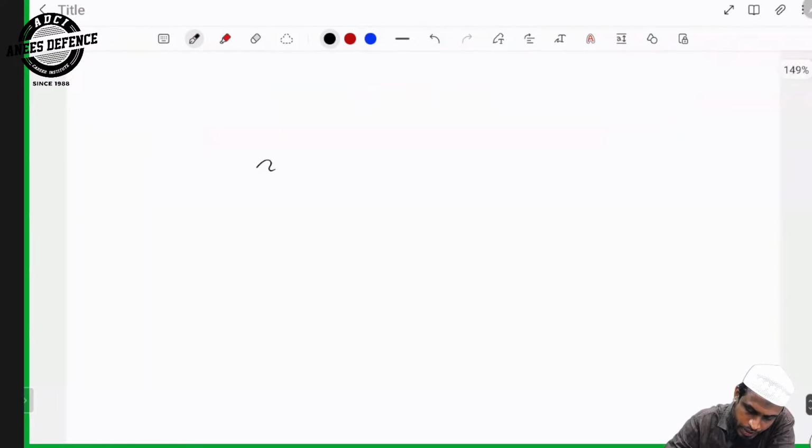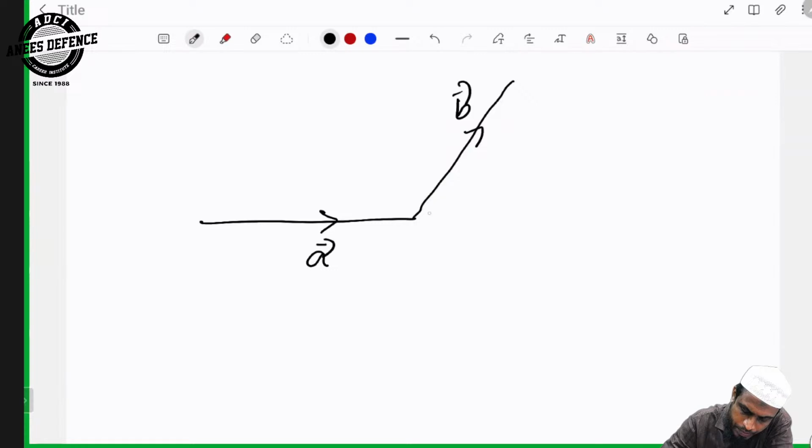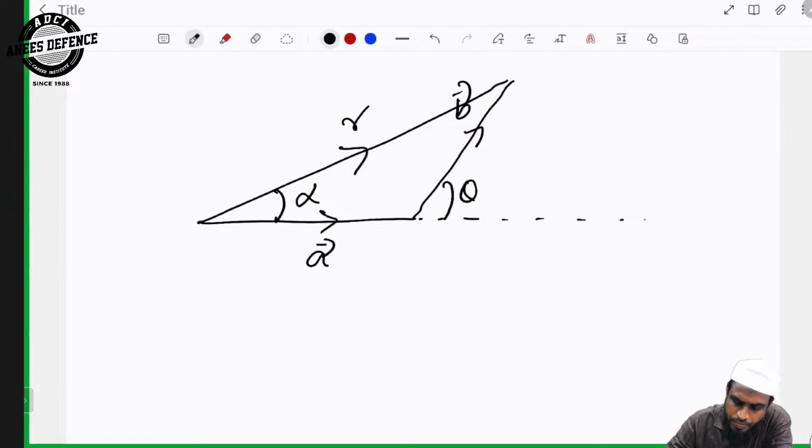Here, another thing. This is vector A and this is vector B. The angle between the two vectors is theta. The resultant can be represented like this, R. If this is alpha, here you can use the concept of projection of two vectors, or the vector component of a vector along two perpendicular directions. If that concept is used, we can calculate the resultant vector direction also.